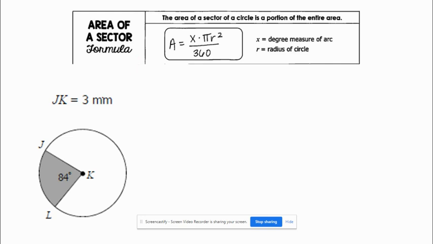So the first thing we need to talk about is a little bit of vocabulary. And so when we look at this, what we have here, this shaded gray region, is the part that we want to find the area of. It is called a sector.